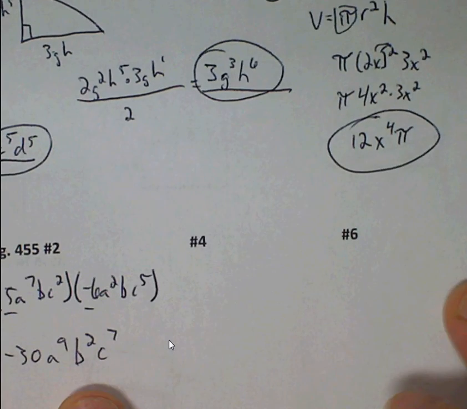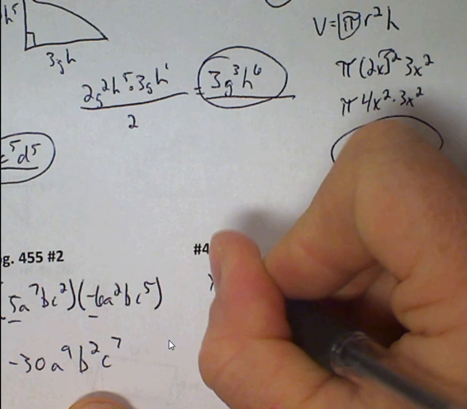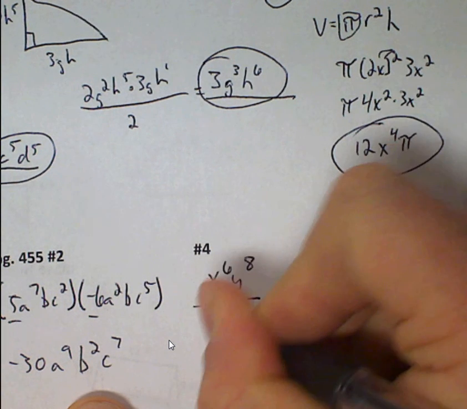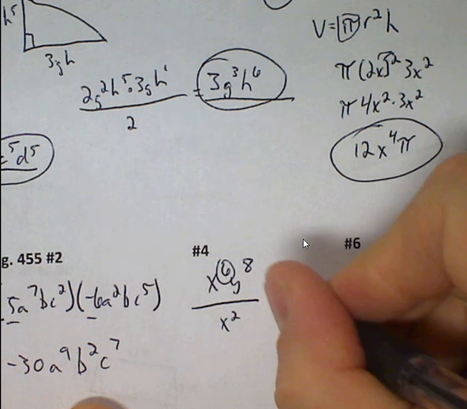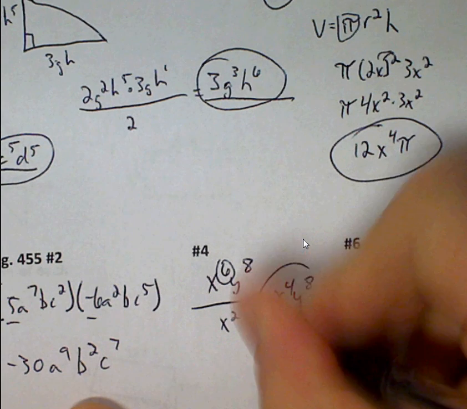Number 4. x to the 6th, y to the 8th over x squared. If they are on top of each other, we go ahead and subtract. This would be x to the 4th, y to the 8th.